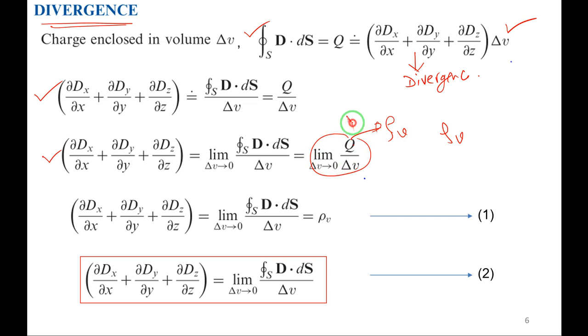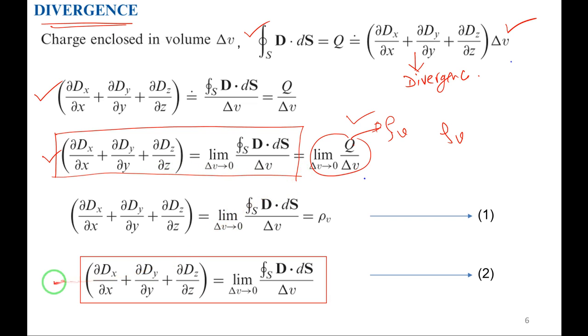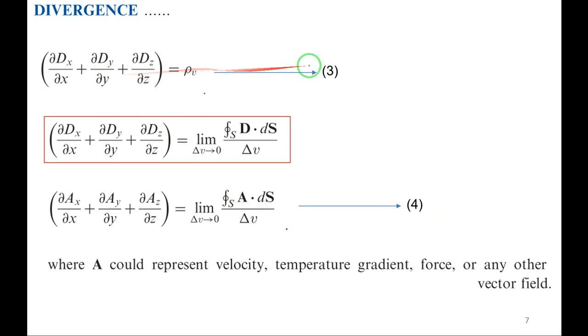But this we'll see in the later discussion. So right now we are interested in this term: the limit delta V tending towards zero of the closed surface integral of D dot dS by delta V. Only this much. We'll concentrate on this and try to explain the concept of divergence that has been mentioned here in equation 2. Equation 1 we will take up in the later discussion.